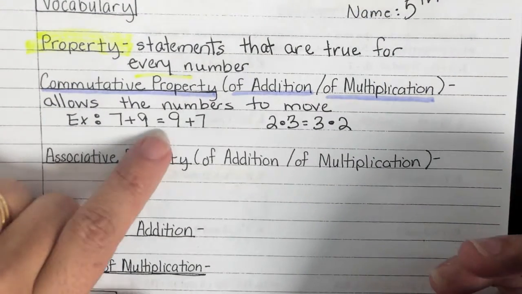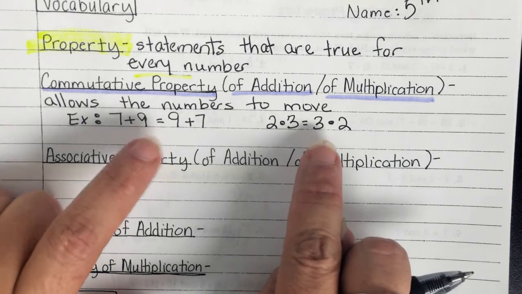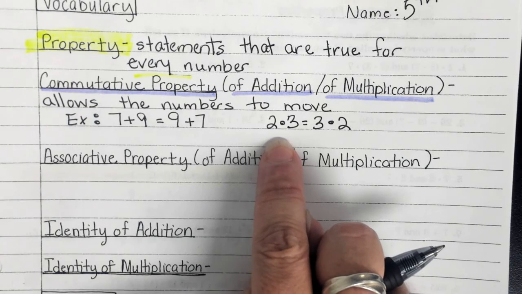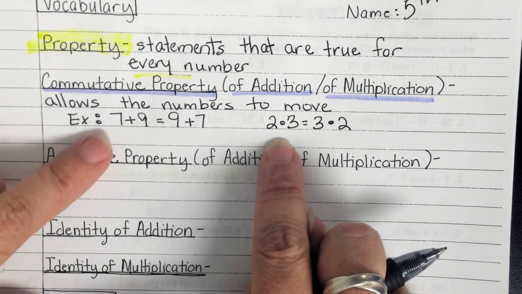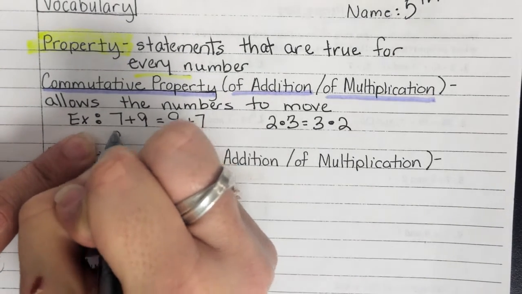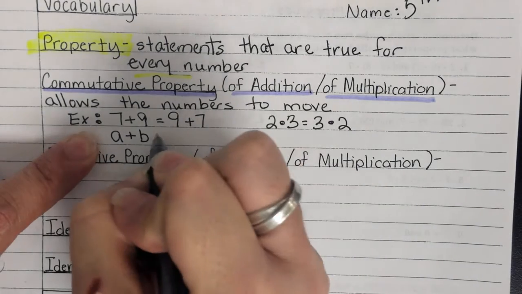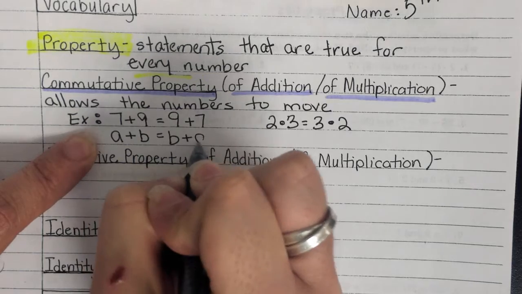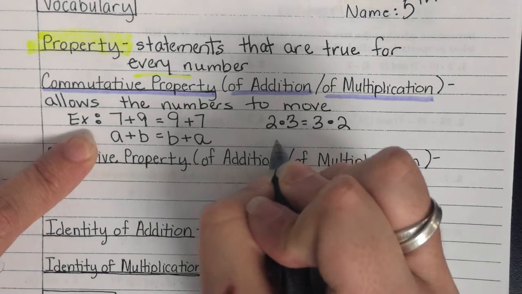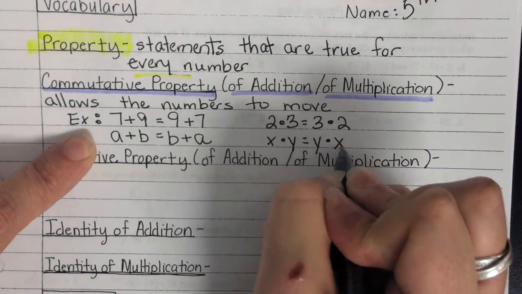Right now, it almost seems silly that I'm even talking about this in a 6th grade classroom. But this will come in handy as you move into more variables and algebra. So I am going to show you an example with some variables. If I change my 7 to an a and 9 to a b, a plus b would be the same thing as b plus a. Same thing here. Maybe I make it x times y. Well, it'd be the same as y times x.